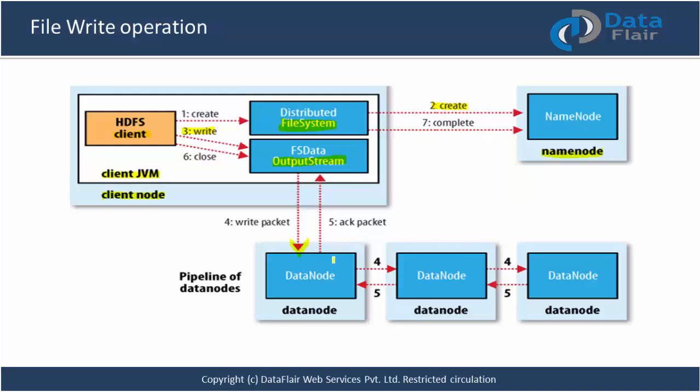Firstly, the block will be copied on the first node. Then this particular slave will write the block to another data node. That in turn will write the block to another data node. Now, the acknowledgement will go in the reverse order. That is, the third data node will send an acknowledgement to the second, the second will send to the first, and then the final acknowledgement will go to the client. The acknowledgement, step number 5, will go in the reverse way: 3 to 2, 2 to 1, and then finally 1 to the client.